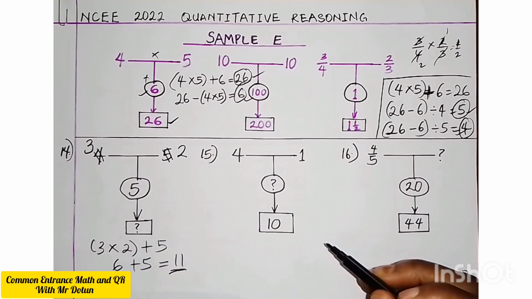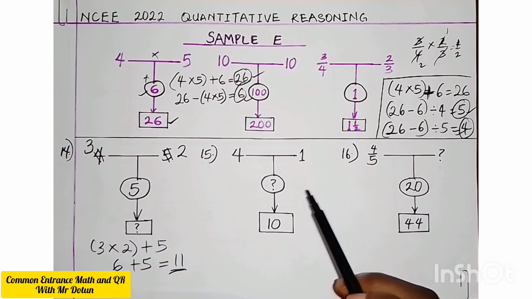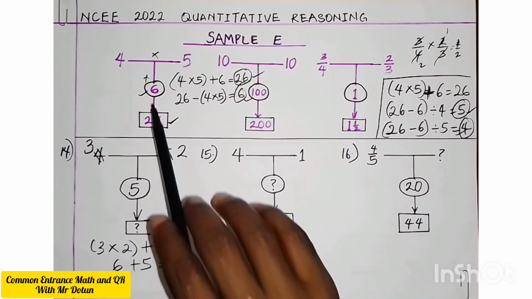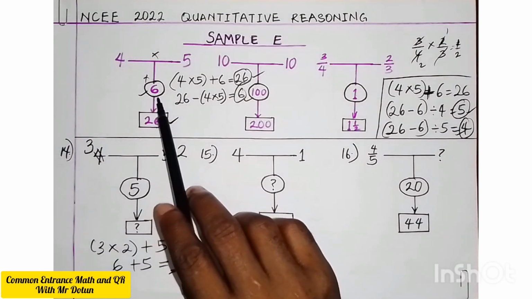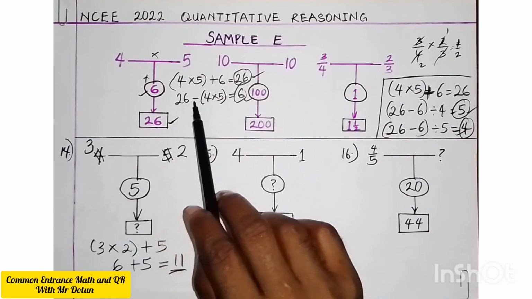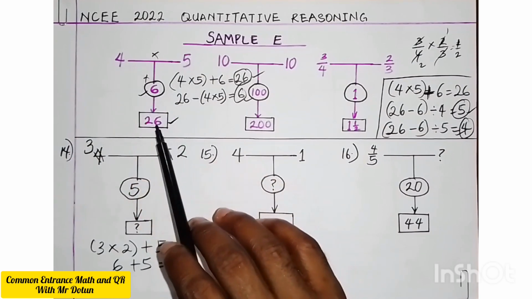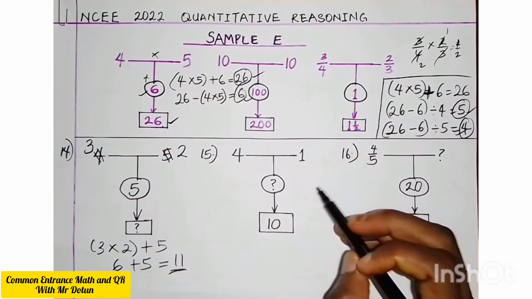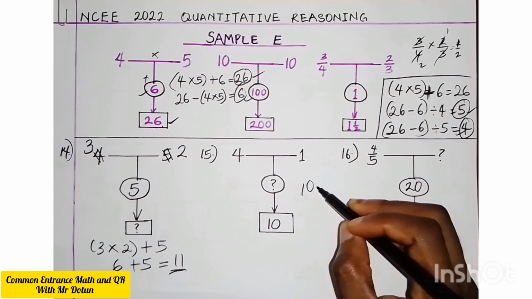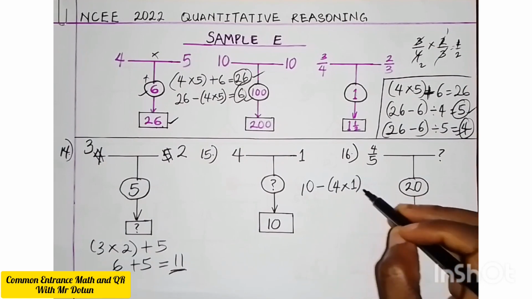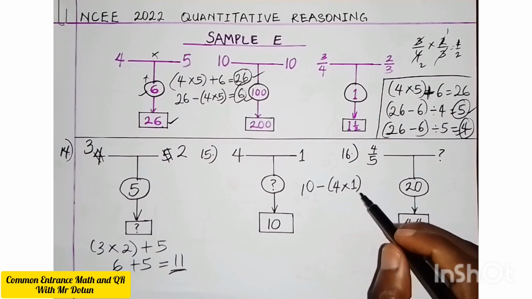So we'll come back to now we're in number 15. Number 15, the one inside the circle is missing. So let's go back. How did we get 6? From our analysis, we did 26 minus the product of 4 and 5. 26 minus 4 times 5. So that means we're going to do 10 minus the product of 4 and 1.